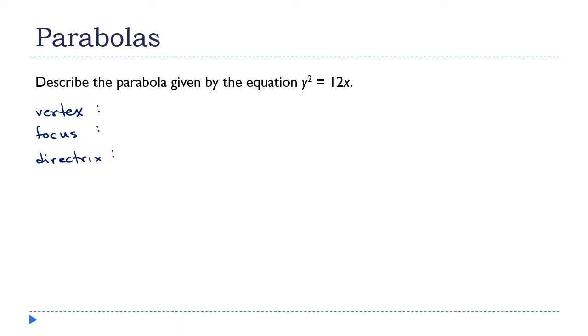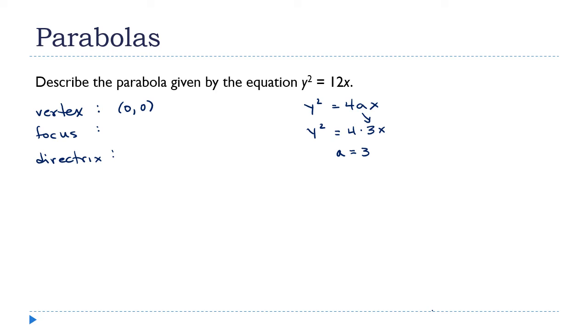If you look back at your notes, all of those things are highly dependent on that value a. The vertex we get for free. Remember, our equation was based on the idea that the vertex is at the origin, so the vertex is still 0, 0. What I need to do is manipulate this a little bit so that it looks like y squared equals 4ax. Then I've got that a value, and once I have it, I can answer all of the other questions. If I make this y squared equals 4 times 3x, you can see that for this parabola, a is equal to 3.